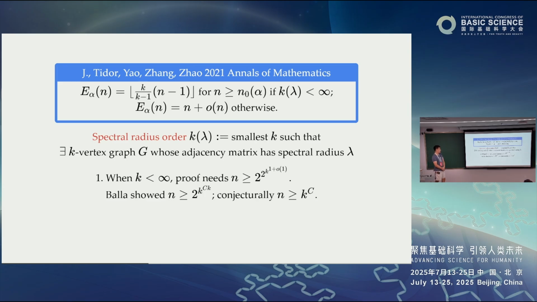Later, Balla showed that you don't need 2 to the 2 to the k, but only 2 to the k to the c times k. It's an improvement of the result by a little bit. Conjecturally, we think the threshold for n is just polynomial in k, okay, but that's not known. So that's certainly some problem to think about. Yeah, questions?